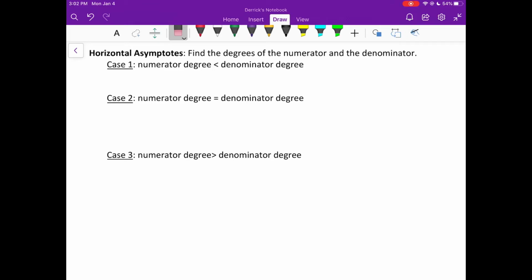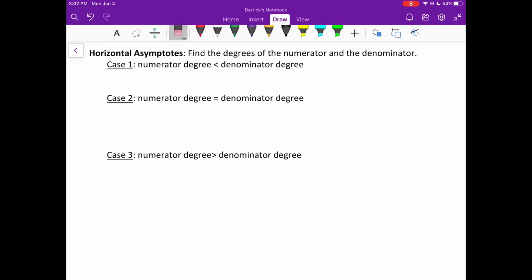So you'll look at everything in the numerator, everything on top, and determine what is the greatest exponent we have up there. Then you'll look at everything in the denominator and determine what is the greatest exponent we have there. Then, depending on how those compare to each other, will determine which of these three cases you have.